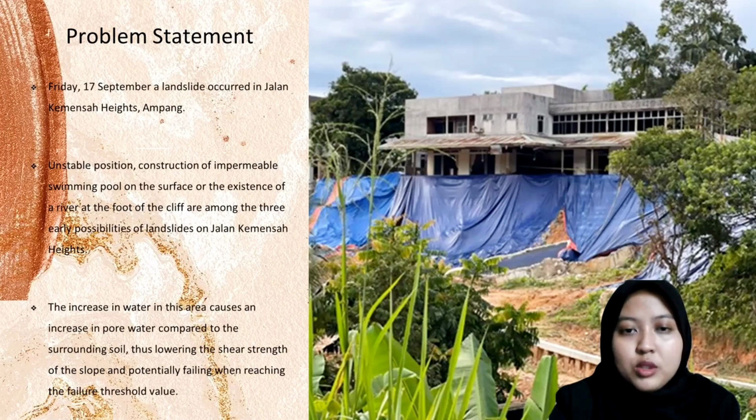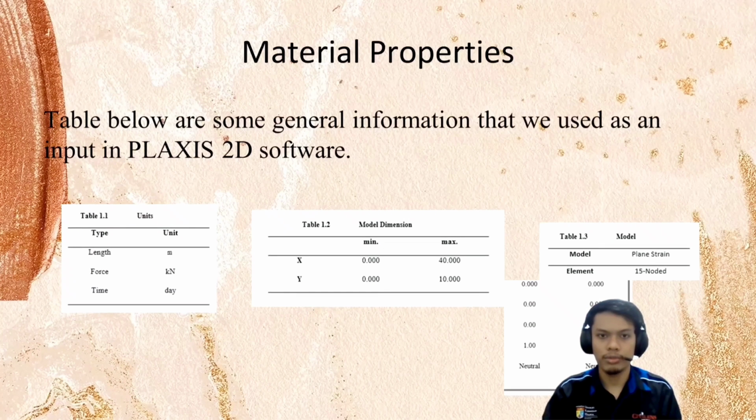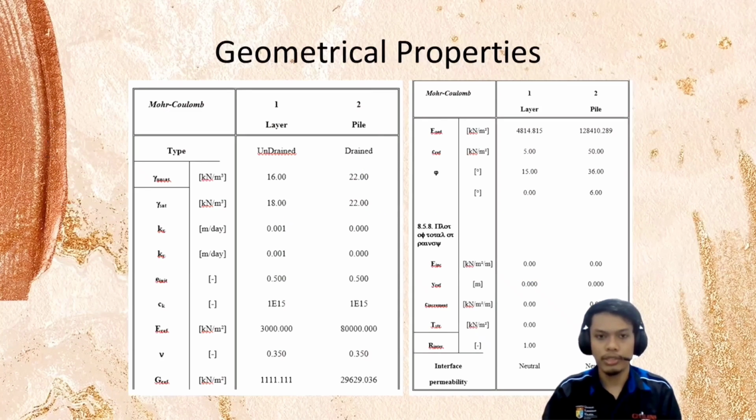For this project, we took landslide as a geotechnical engineering problem. The location is at Jalan 7 Kemensa Heights, Ampang. This problem will be solved by stabilizing the slope using Plaxis 2D version 8.2. Plaxis 2D analysis was utilized to predict the factor of safety for the location in the case of low water and high water level. Next, we will go to the geometrical properties as shown in the table.